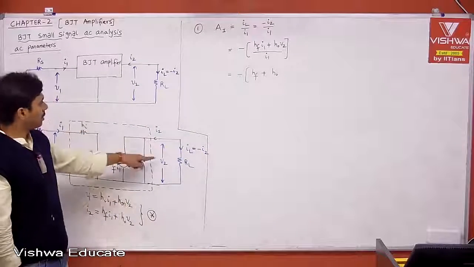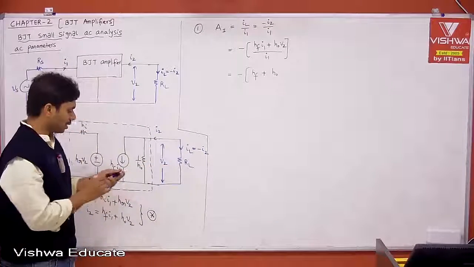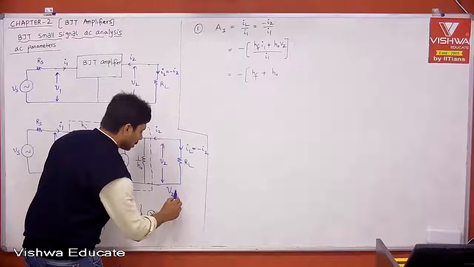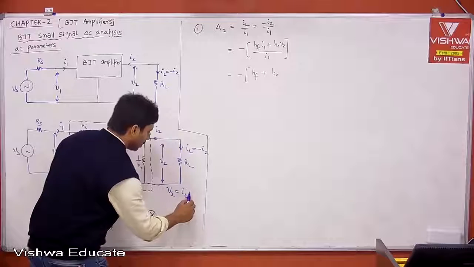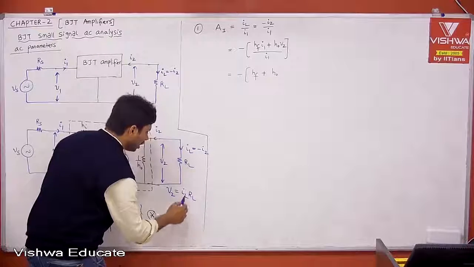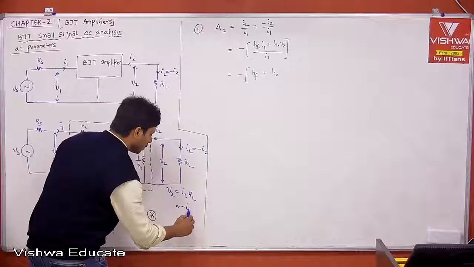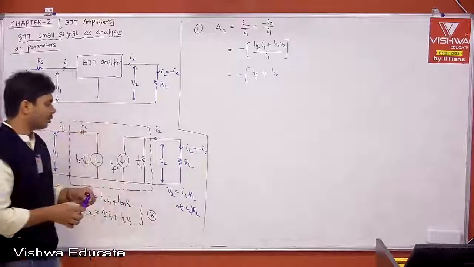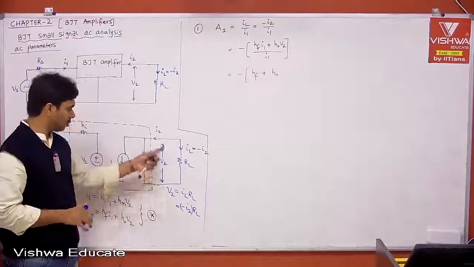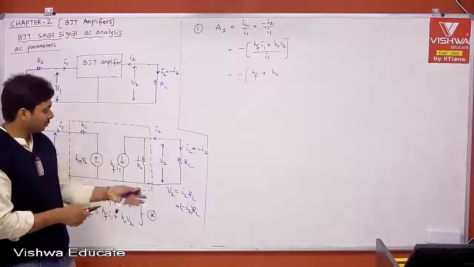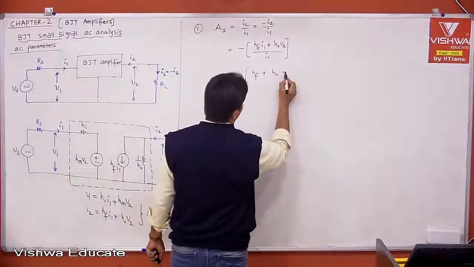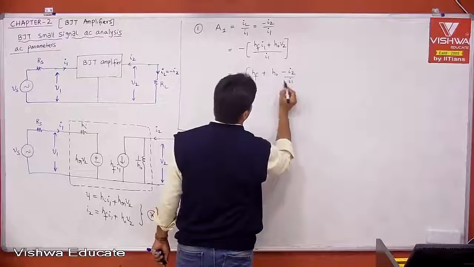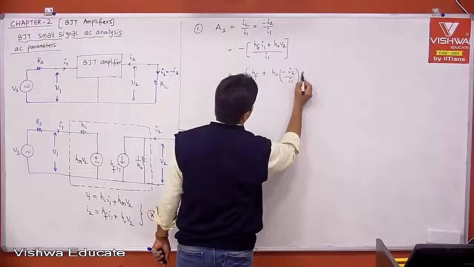Your V2 is nothing but IL into RL. Can I say that? And IL is nothing but minus I2. Therefore, V2 is minus I2 into RL. Can I replace V2 with I2? Yes, using KVL or Ohm's law. Therefore, V2 is nothing but minus I2 divided by I1 into RL.